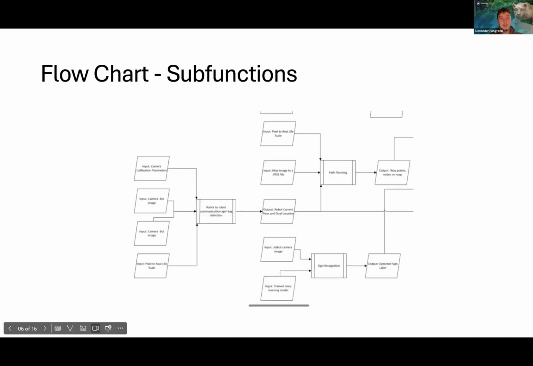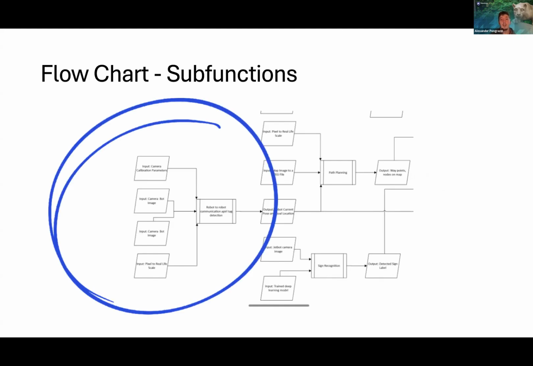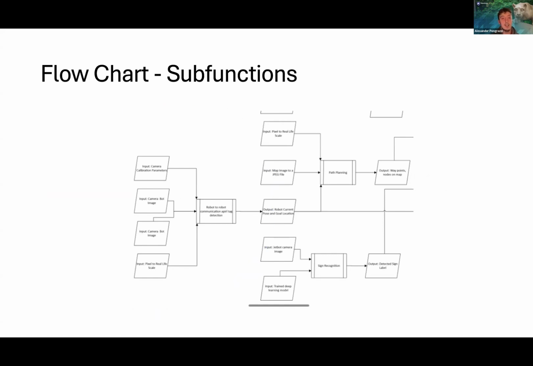So now to get into some of the functions, the first one we want to talk about is the robot-to-robot communication, the April tag detection. How this works is you'll get an image from the camera bot, and that image will be sent to the JetBot. Based on the calibration of it, it will give a current location and pose of the JetBot on the map.